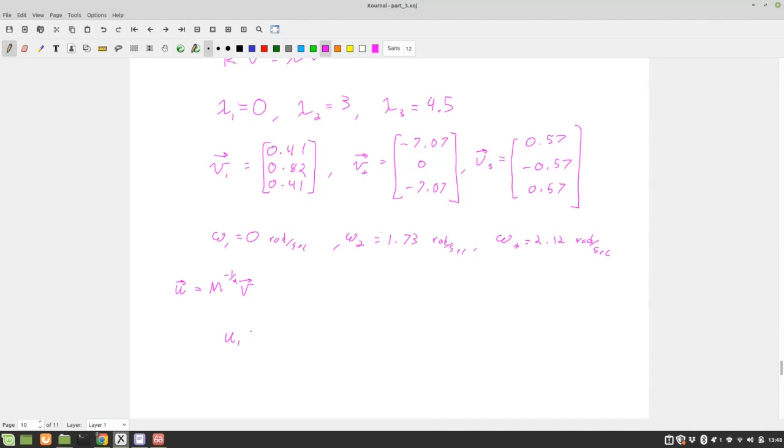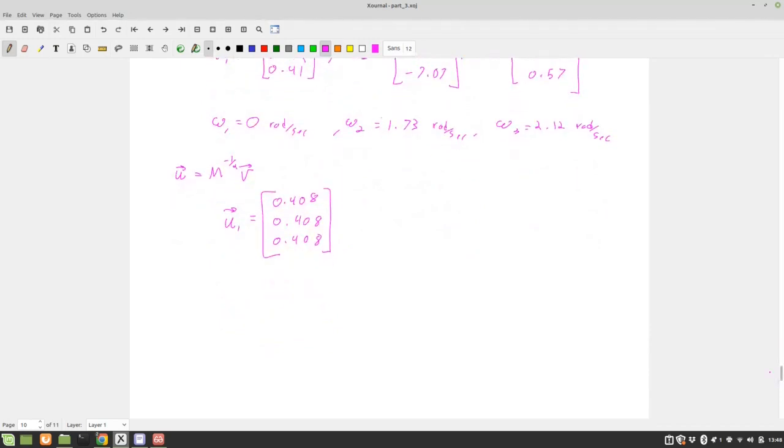So u1 vector is 0.408, 0.408, 0.408. It's a nice mode, right? The mode goes up together. So it's like the space station, right? The first mode of the space station is just a displacement mode, which is one reason you have to mitigate vibrations. You don't want your thing just wandering off because of the vibrations.